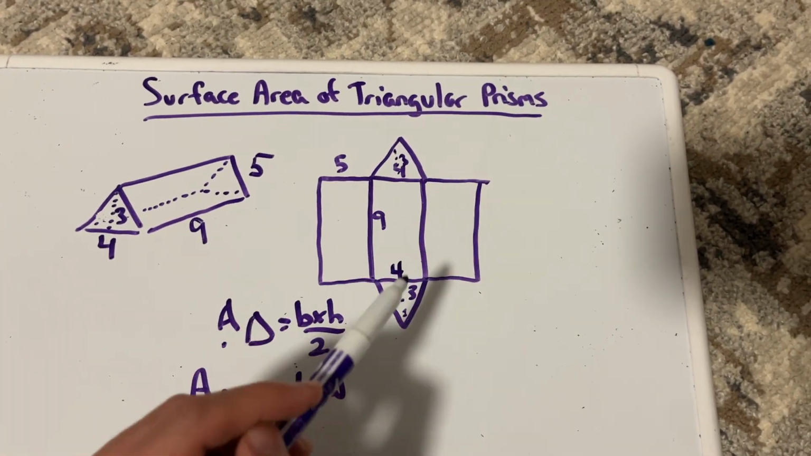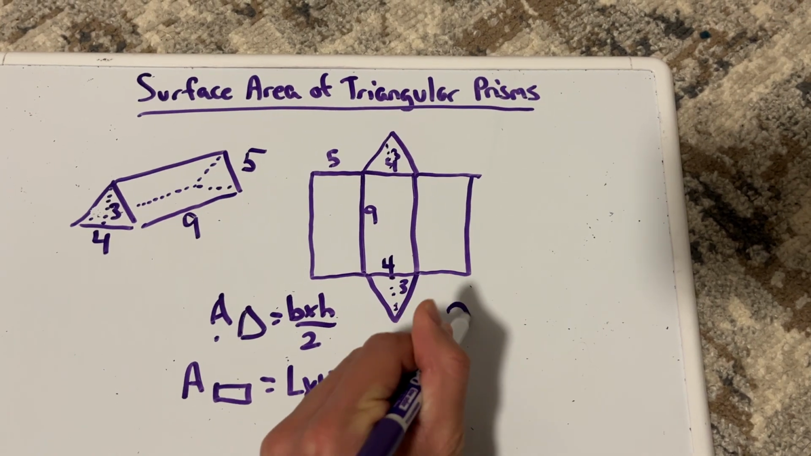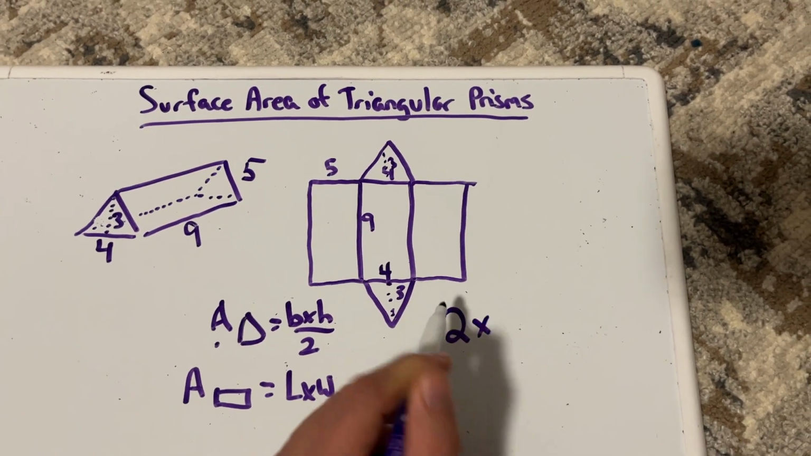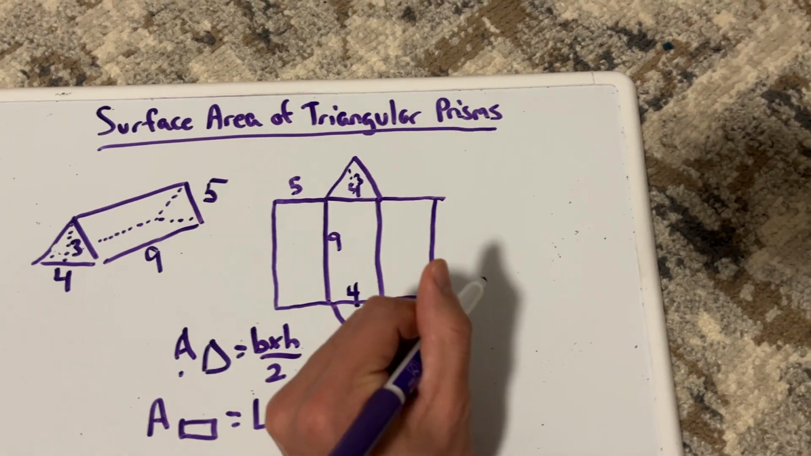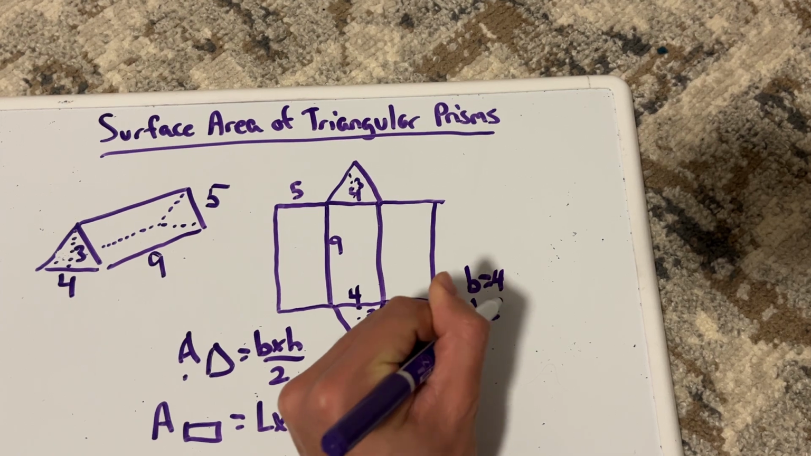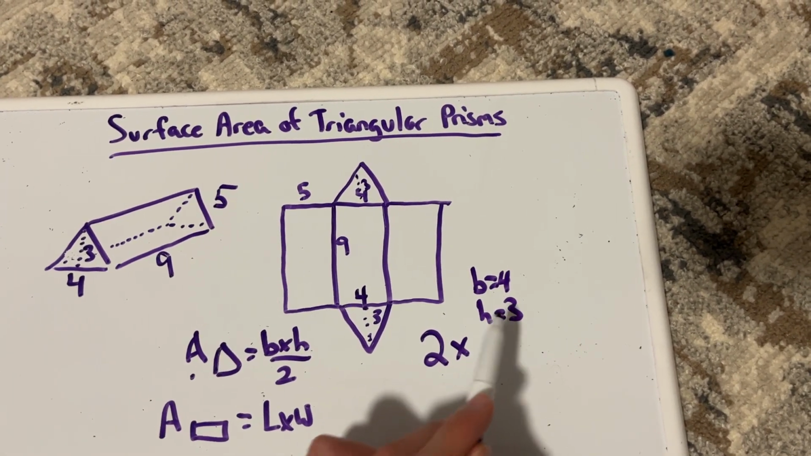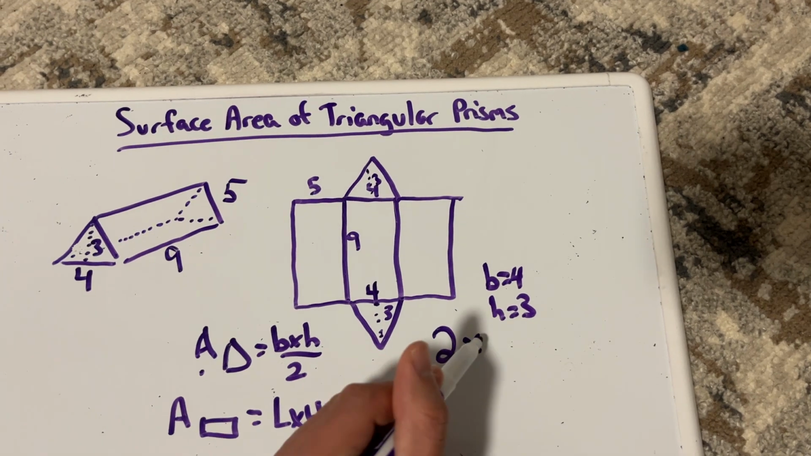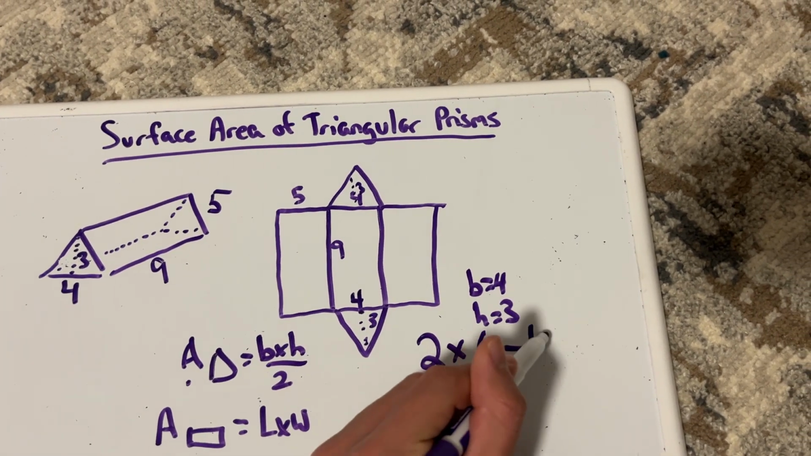So let's find it. Of the two triangles, they both have the same area. Since there are two triangles, I'm going to do 2 times the area of the triangle, whatever the area of the triangle is. The base is 4. The height is 3. Base times height, 4 times 3, divided by 2 is 6. So the area of both triangles is 12.